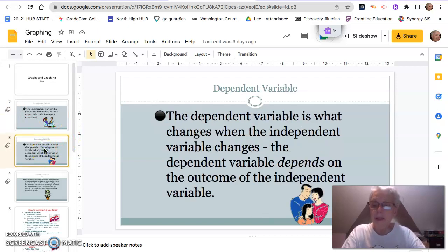With the dependent variable, which is one of those things you need to know for graphing, it is what changes because you have changed the independent variable. Remember, the dependent variable depends on the outcome of what happens from the independent variable.